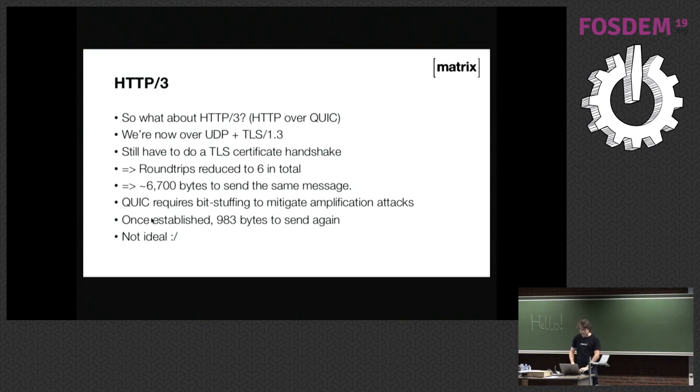The good news is that once you have the channel set up, it's only about 983 bytes to send again, although that's still minutes to send a message. But for that setup, we're still up at the 6,000 to 7,000 bytes. Honestly, HTTP/3 is designed to be in complete parity with normal HTTP, as you'd expect, and they're not optimizing for bitrate over everything else, as we would have to do for this sort of scenario.